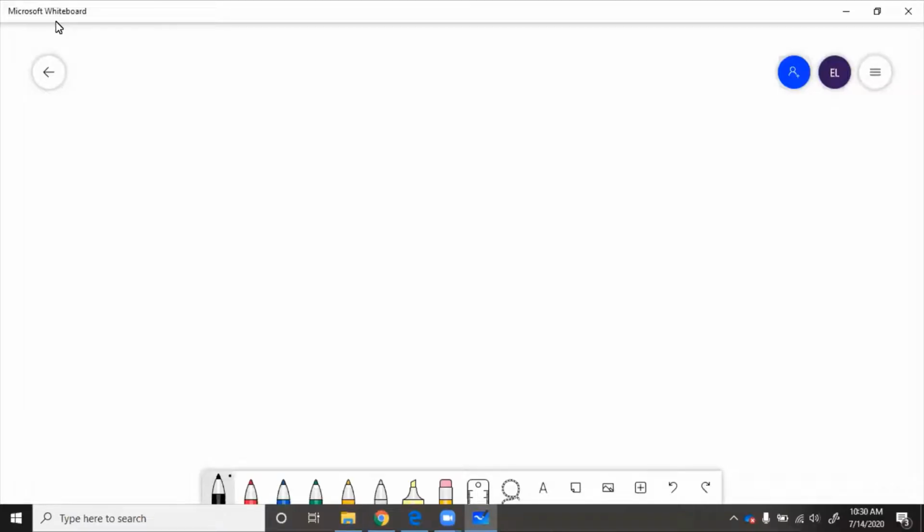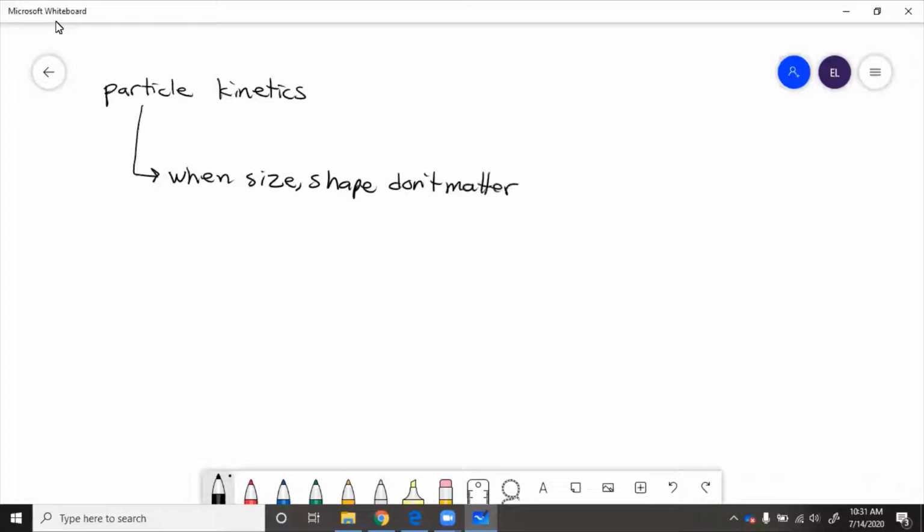Particle kinetics is a study of forces and the motion that they cause on a particle. So, particle kinetics. Particle, we've learned this, when size and shape don't matter. We treat everything as just a point mass, like a dot.